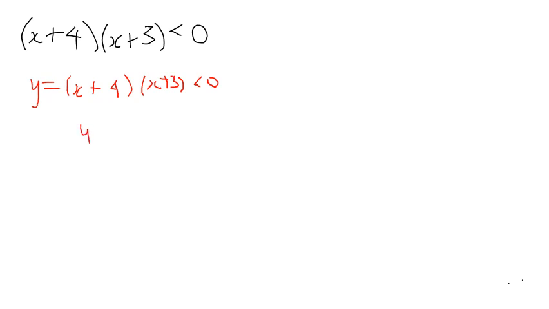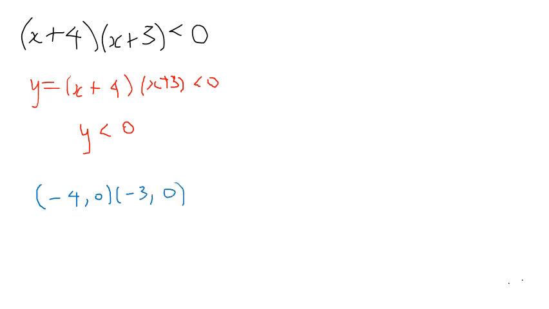So we can also write that y is less than 0. Okay, and we'll use that information later. Right now, the next step is to find the x-intercepts. With the form it's given us, it's pretty simple. We know our two x-intercepts are (-4, 0) and (-3, 0).